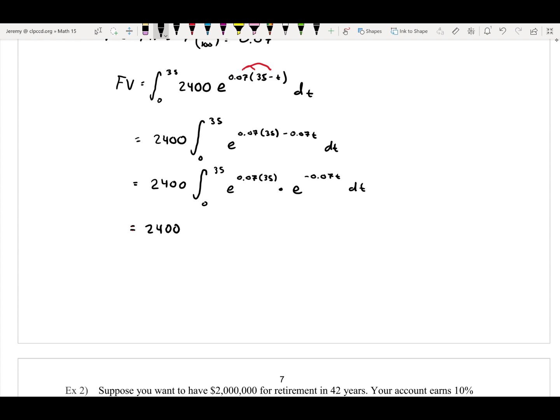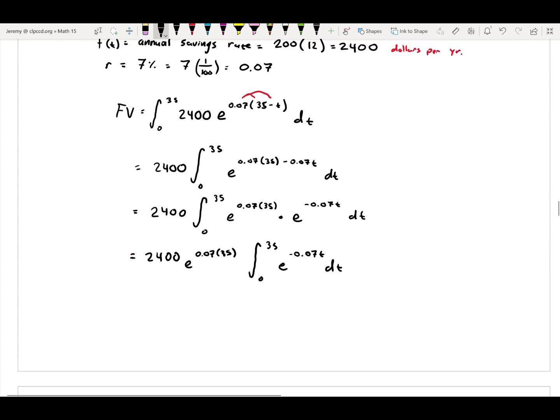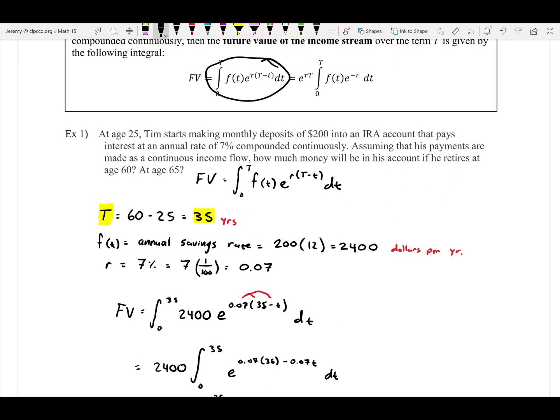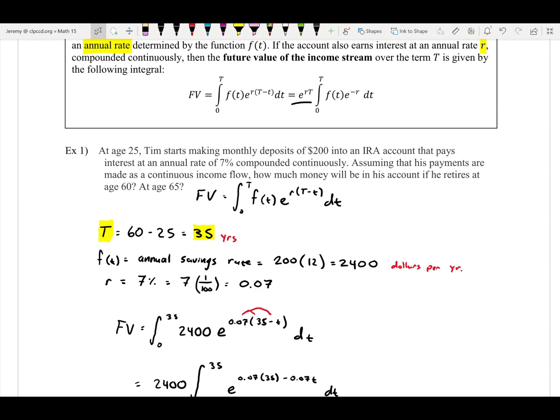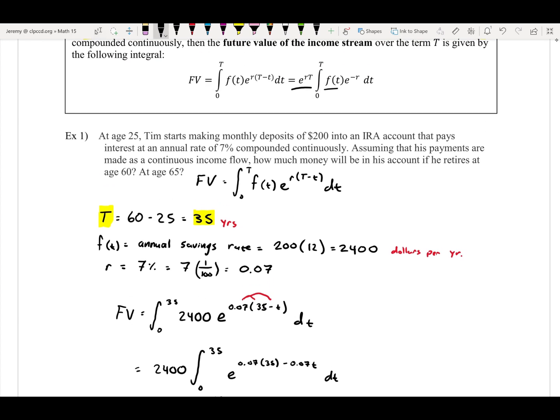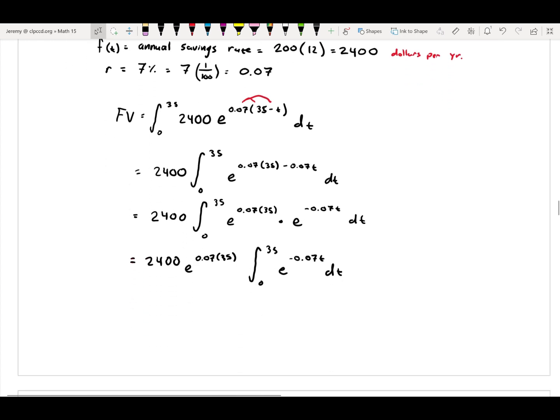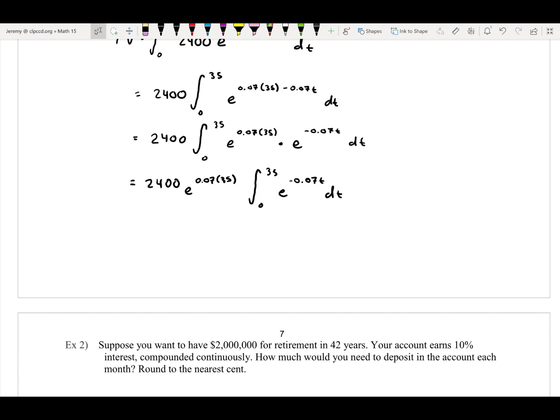And I'm doing all this work to make it easier for myself to evaluate the integral at the end. Oops, sorry, I want to write that: e to the 0.07 times 35. And now I'm just integrating from 0 to 35, e to the negative 0.07 t dt. So what we've done is we've essentially taken it out of this form and put it into this form, just pulling all of that on the outside there. We even pulled out our f of t because that was just a constant value. The rate of savings was constant. Now I just want to evaluate the integral and simplify.